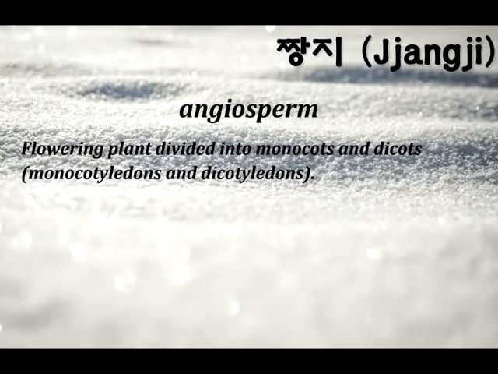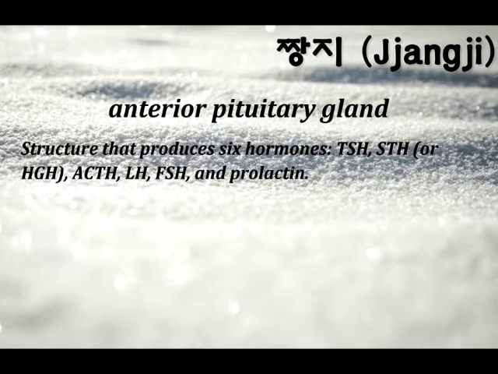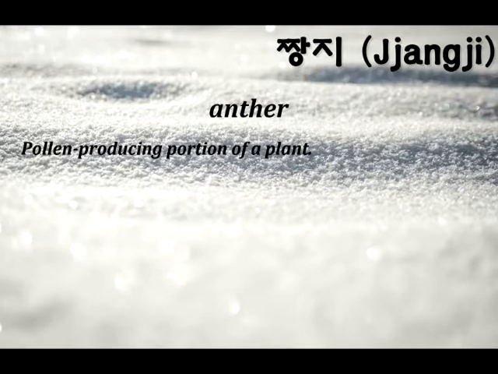Angiosperm, flowering plant divided into monocots and dicots, monocotyledons and dicotyledons. Anion, ion with a negative charge that contains more electrons than protons. Anterior pituitary gland, structure that produces 6 hormones: TSH, STH or HGH, ACTH, LH, FSH, and prolactin. Anther, pollen-producing portion of a plant.